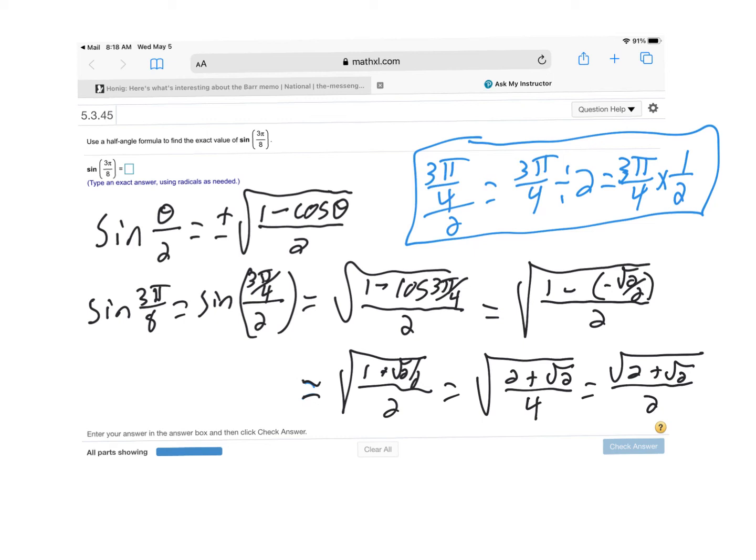Oh, I saw your question in the email here. You want to use the half angle formula to find the exact value of sine of 3 pi over 8.